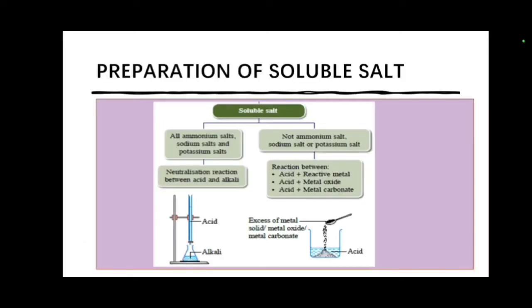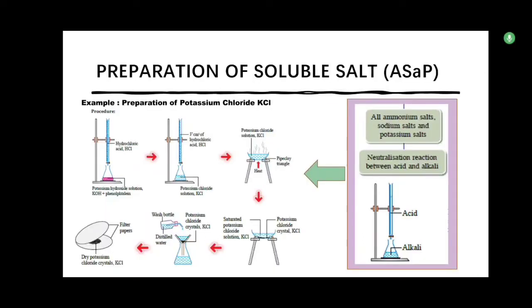The method of preparing soluble salts depends on the type of salt. They are soluble salts, which are ammonium salt, sodium salt, and potassium salt. Soluble salts, which are ASAP salts, can be prepared by a neutralization reaction between an acidic solution and an alkaline solution. You already learned about neutralization and titration method in subtopic 6.7.